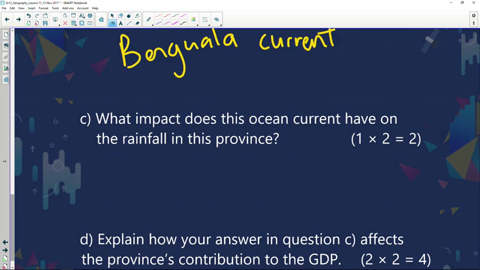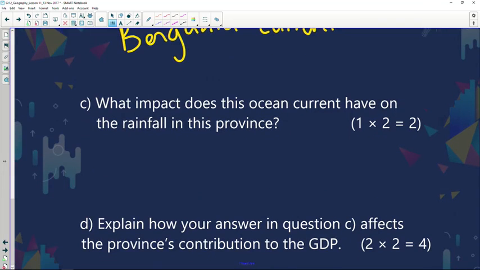Now we've discussed it in our previous lesson. The cold Benguela current creates cool and dry conditions. So this makes it important, it lacks rainfall. If you look at KwaZulu-Natal, the ocean current that flows next to the coastline over there is the warm Mozambique current, and it creates warm, moist conditions that can create more rainfall over there.